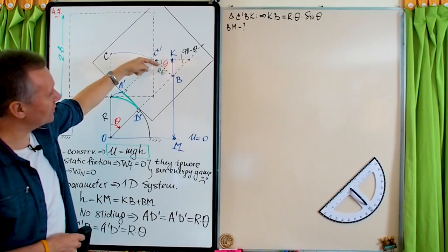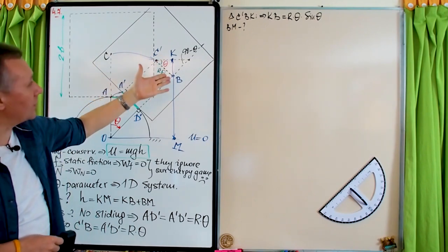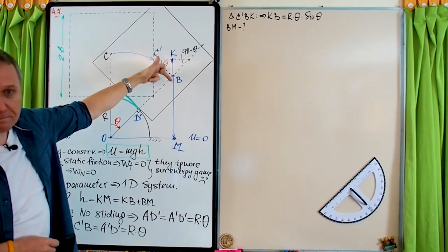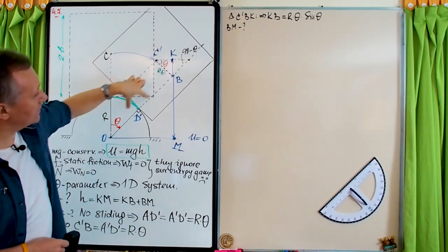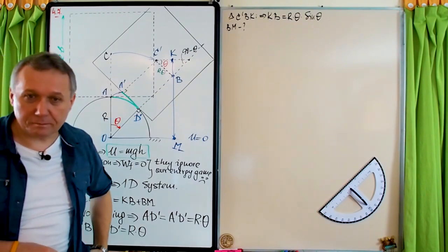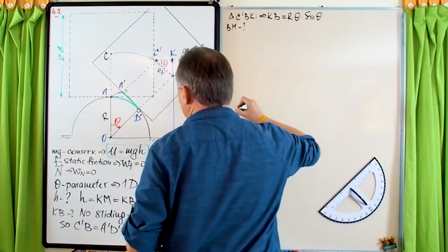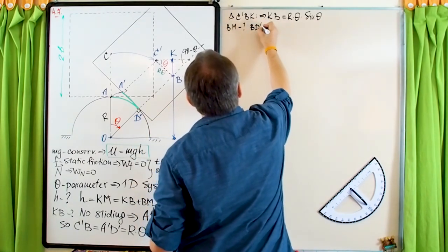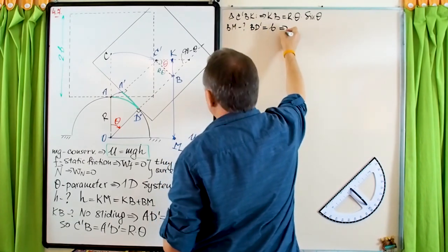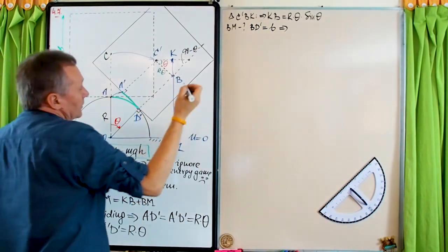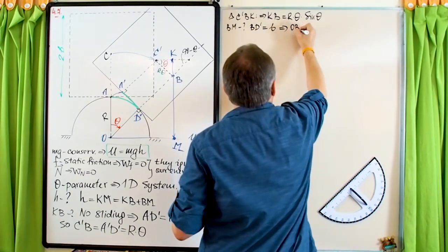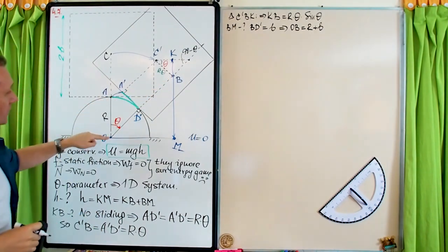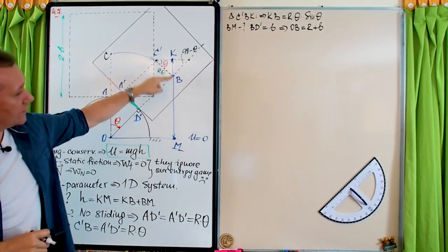And because of the construction, the way we created this point B, we just draw the line perpendicular or parallel to that side. So it means that this BD prime is also B. So BD prime is B. So as a result, OB is R plus B. So this is R plus B, and now we need to find this side.